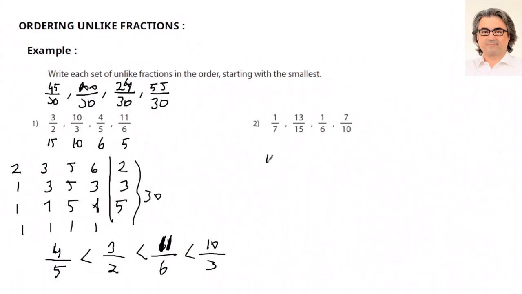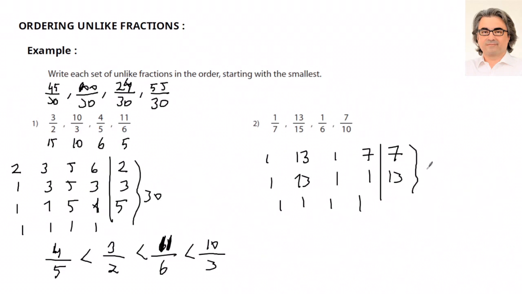1, 13, 1, and 7. Divide with 7: this is 1, this is 1, this is 13, and this is 1. Divide with 13: all of them 1. So 7 times 13 is the least common multiple of these four numbers. It means 7 times 13 is 91. I should equalize numerators at 91. So I should multiply this with 91, this with 7, this with 91, this with 13.